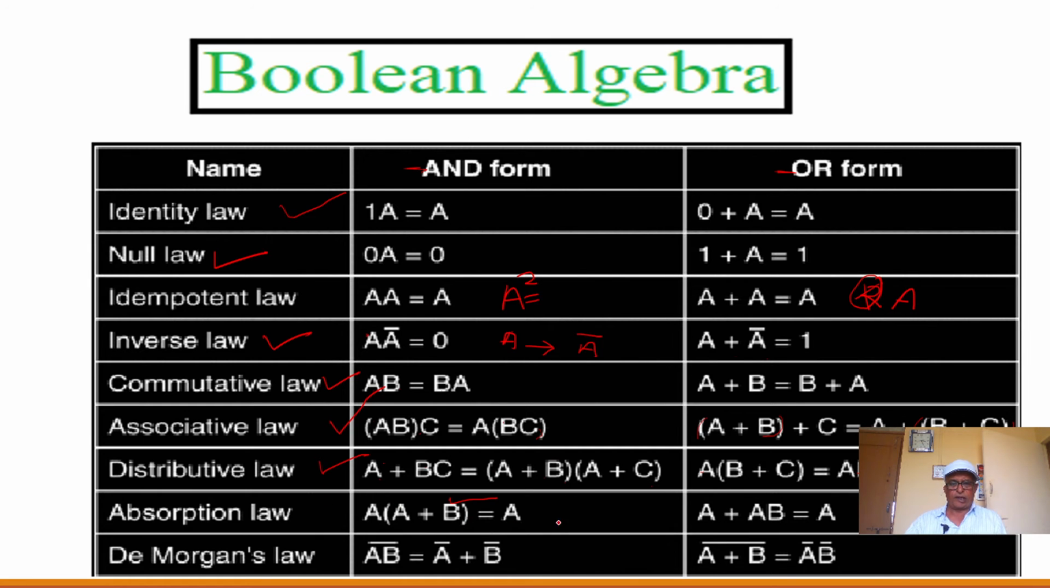So yeah, while in the OR gate we take A plus AB, then output is A. So here B is absorbed, so this is called the absorption law. Absorb means what? In this case output depends only on A and not on B, so B has no effect on this output.